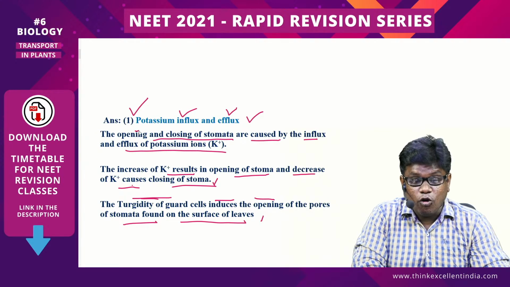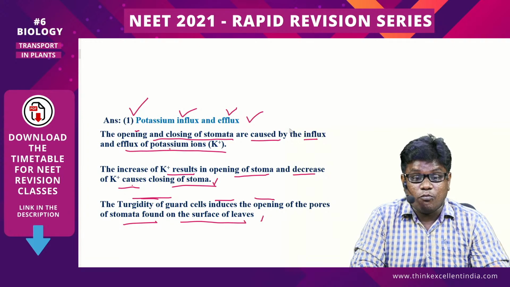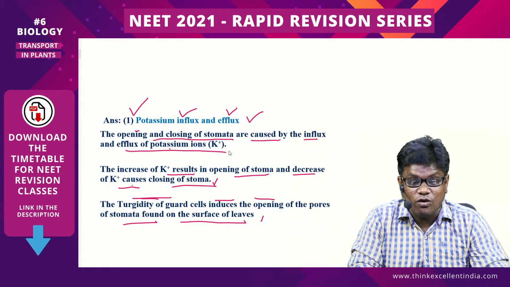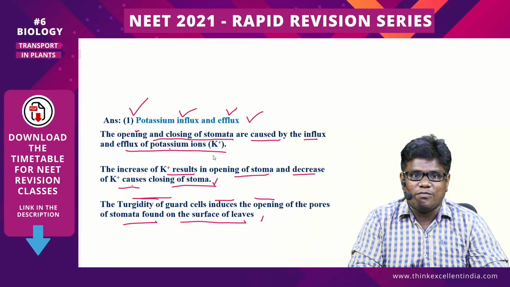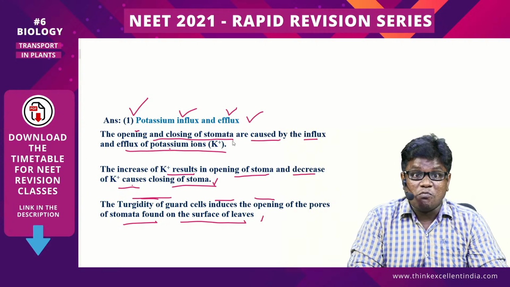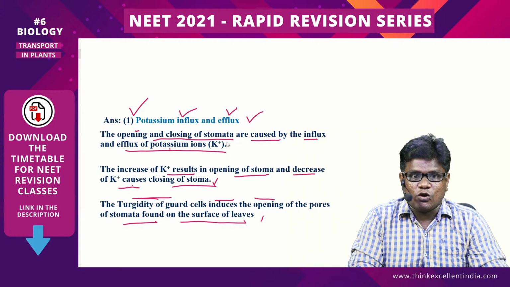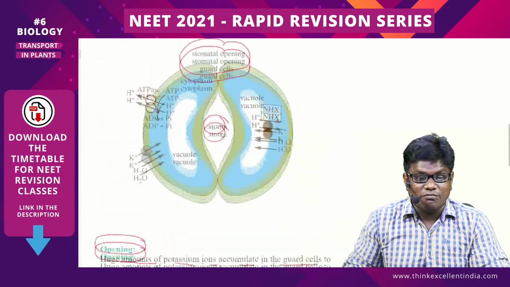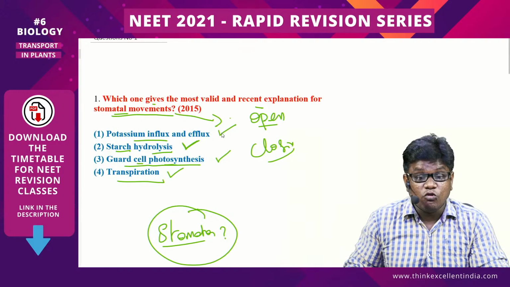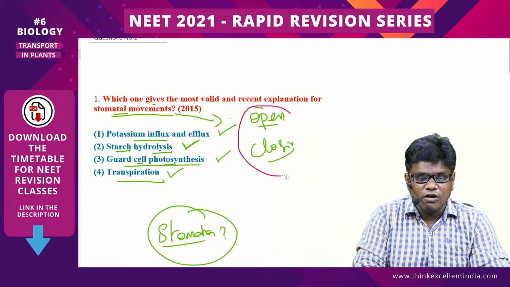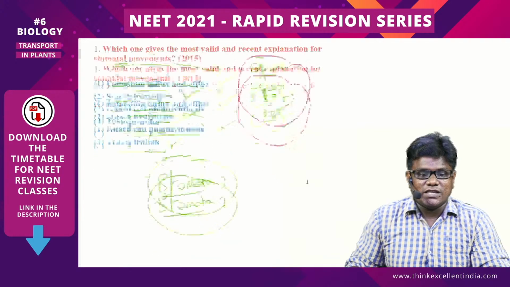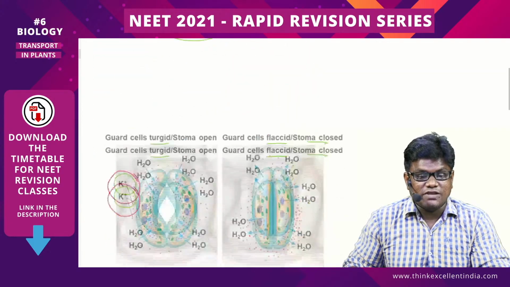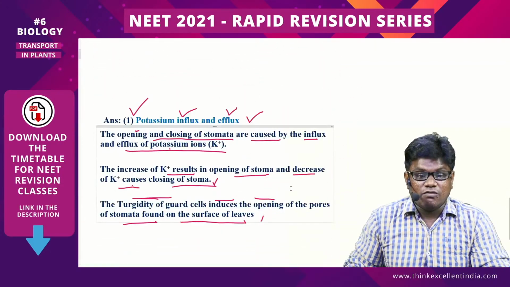So what happens when it opens? Potassium, in a very large amount, comes inside. So whether opening or closing, the role of potassium ions is very big in stomatal opening and closing. So that is the reason why the stomata is getting closed and open. So potassium ions are playing an important role in the opening and stomatal movement process. That means two different types of process. So here the first option, potassium influx and efflux, is the right answer.